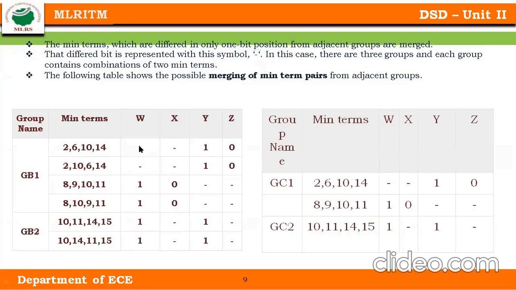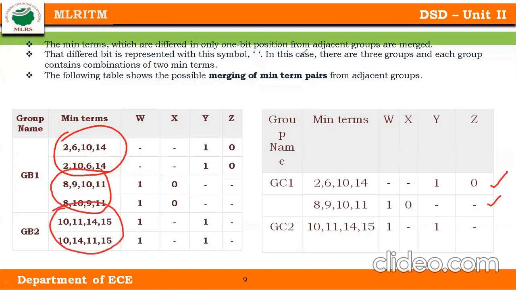So now from this I'm writing the expressions like this. In the group 2, 6, 10, 14 and 2, 6, 10, 14, two terms are there. If you see, these two are the same terms with the same output, so they are written as one: 2, 6, 10, 14 as dash dash 1 0. Then 8, 9, 10, 11 is 1 0 dash dash. Similarly, 10, 11, 14, 15 is 1 dash 1 dash. So this is the merged group I have written.